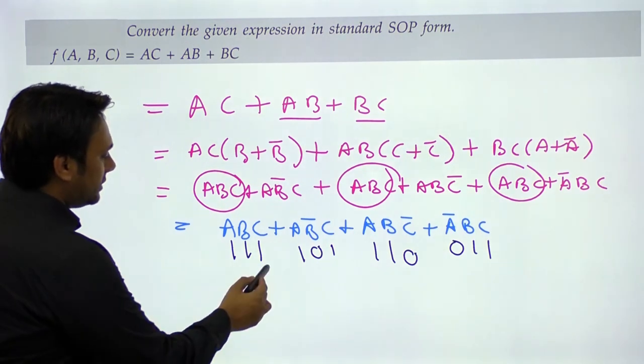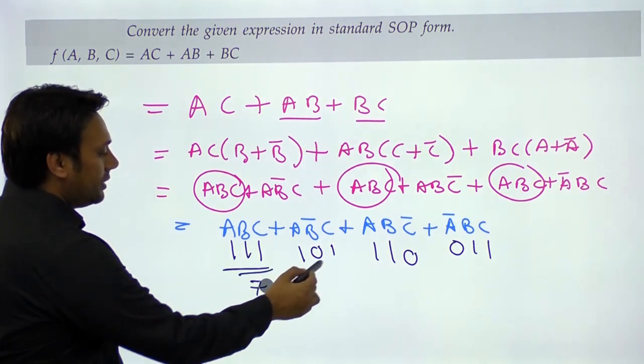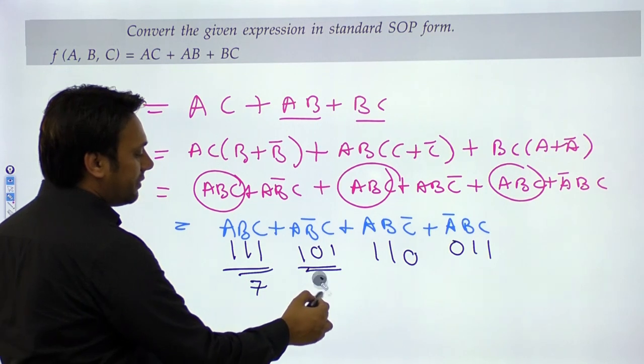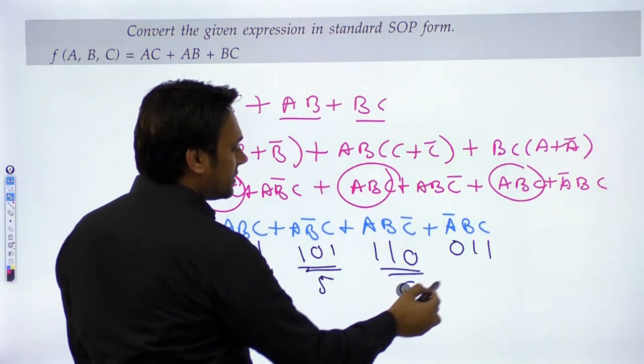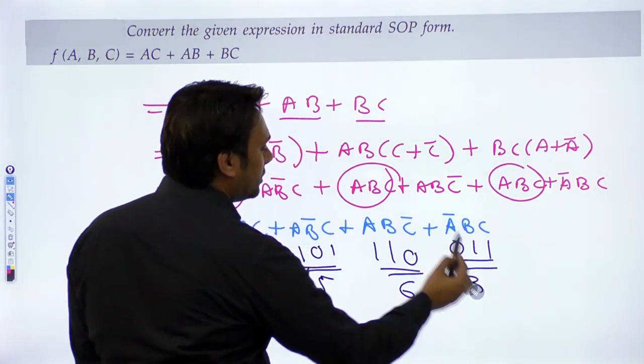So that means this is representing decimal number 7. This is representing decimal number 5. This is representing decimal number 6. And this is representing decimal number 3.